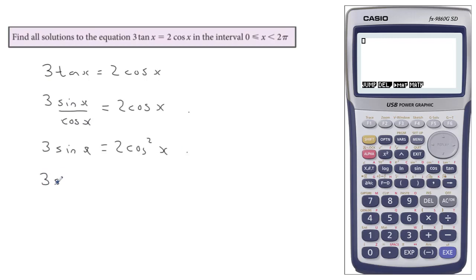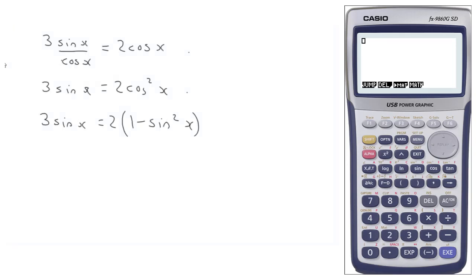So 3 sine x equals 2 times 1 minus sine squared x. Okay, just expand the bracket, and we're going to look to rearrange this so it equals 0, and hopefully we can factorize and use the null factor law. Failing that, it might be necessary to use the quadratic formula. We will see. So 3 sine x equals 2 minus 2 sine squared x.